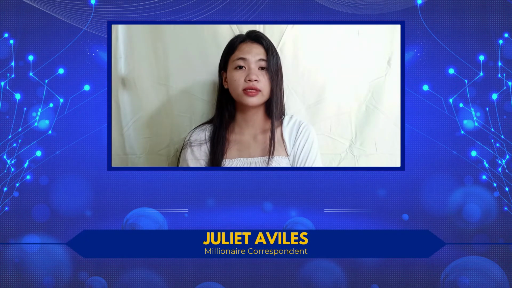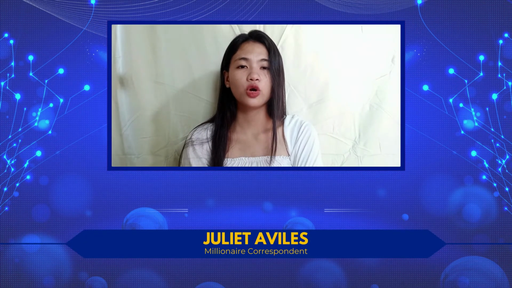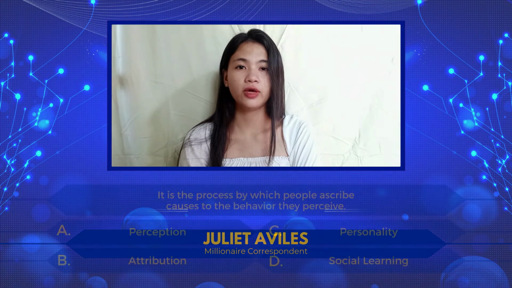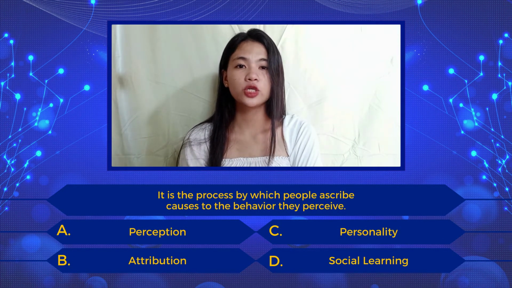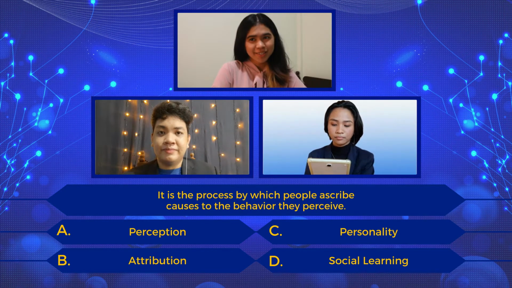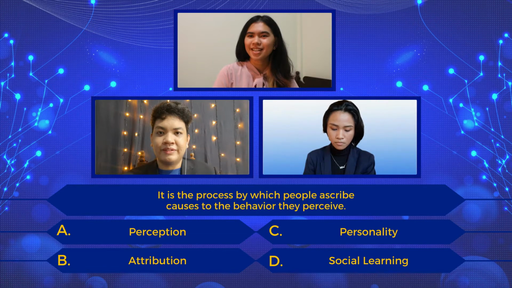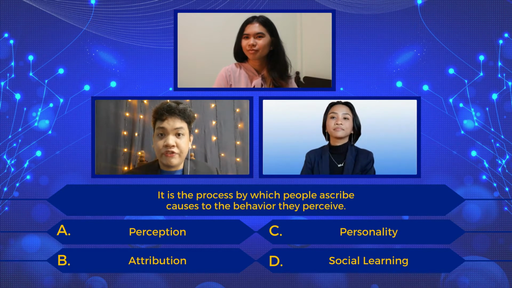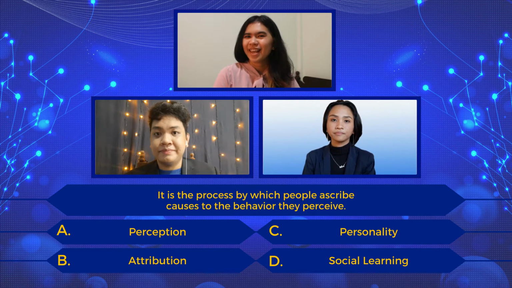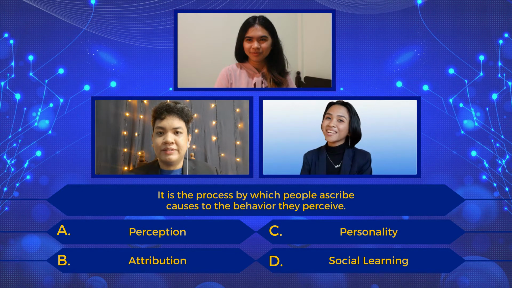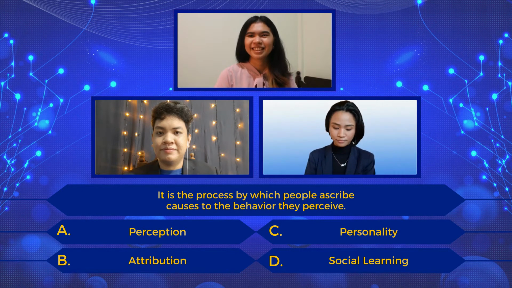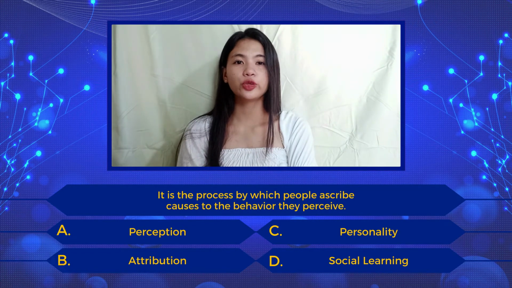It is the process by which people ascribe causes to the behavior they perceive. A. Perception. B. Attribution. C. Personality. D. Social learning. Okay, so my answer is letter B, which is attribution. Is that your final answer, Rena? Yes, that is my final answer. Okay, Juliet, what is the correct answer? The correct answer is letter B.